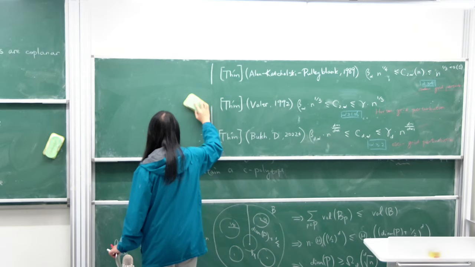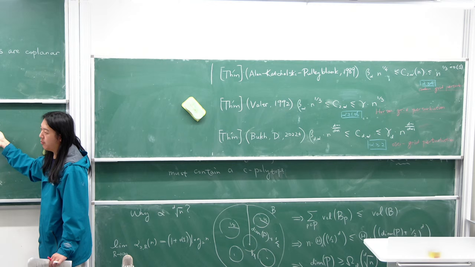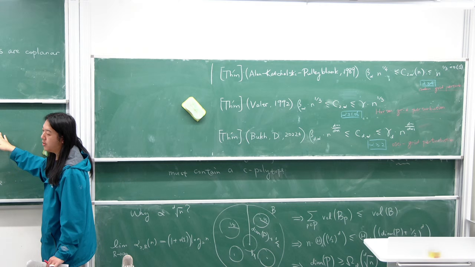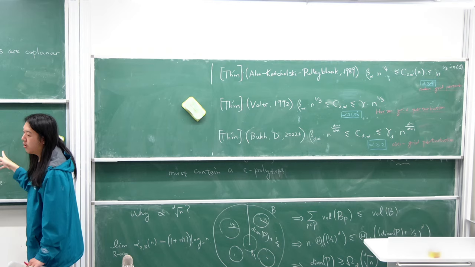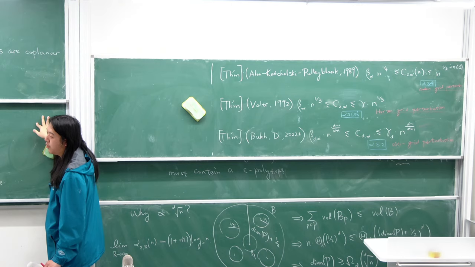I just want to make a remark that the same question, but in higher dimensions, is a wide open problem. Because this 7 is tight in two dimensions, but in higher dimensions the lower bound is linear, but the upper bound is exponential. And the best known result is due to Boris Bukh and my academic brother, Zichao Dong. They have a paper saying that the upper bound is exponential rather than super exponential.